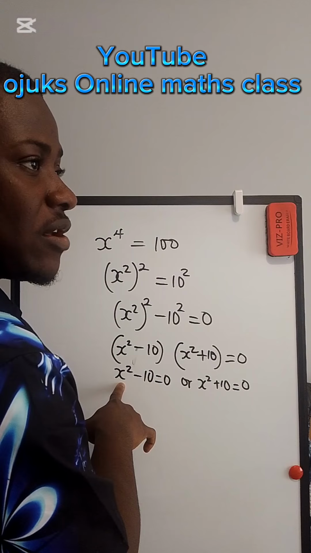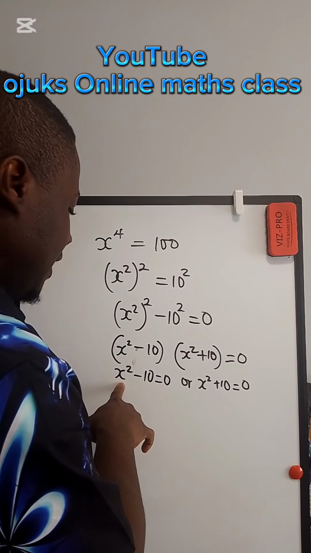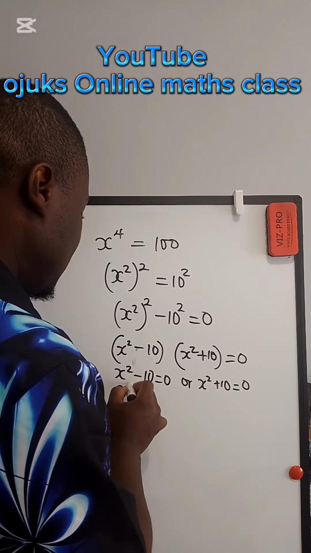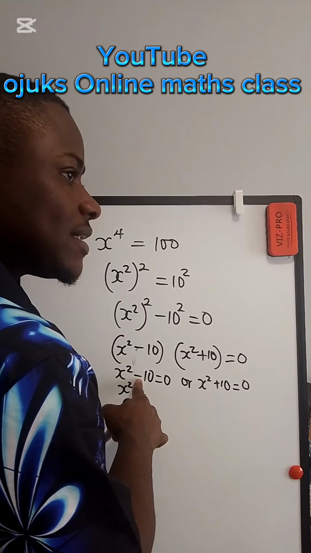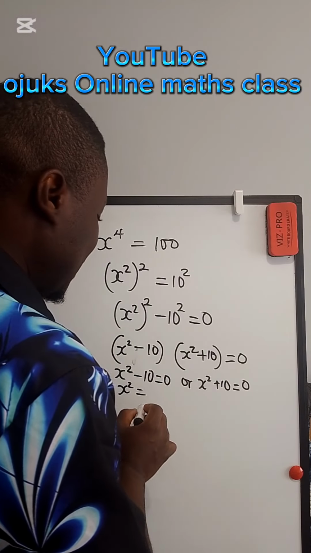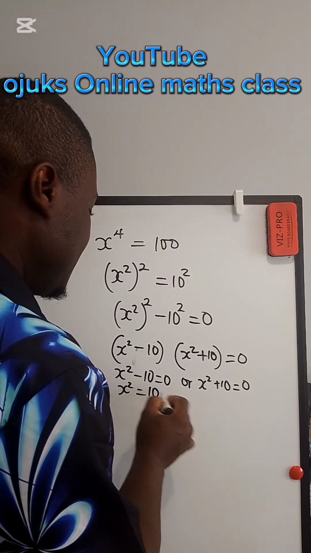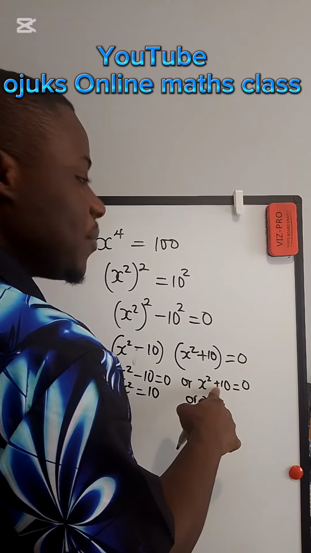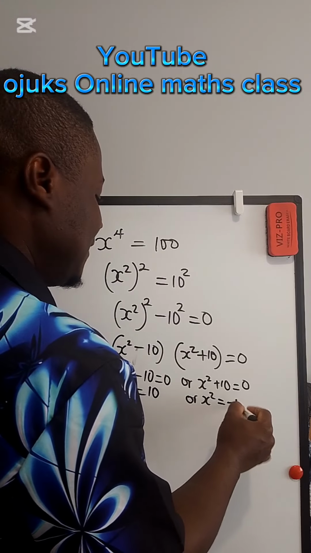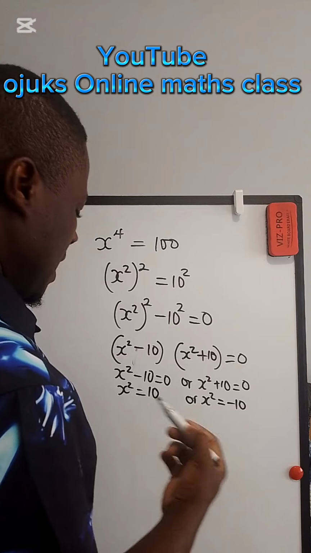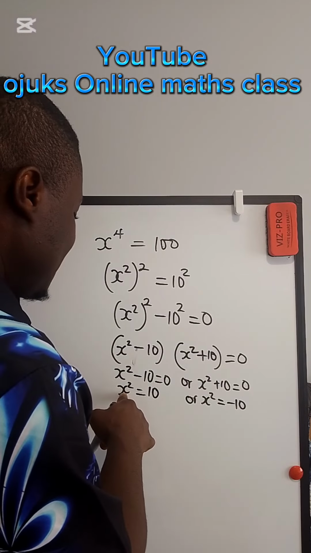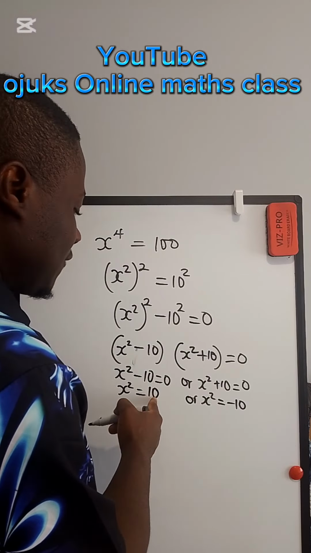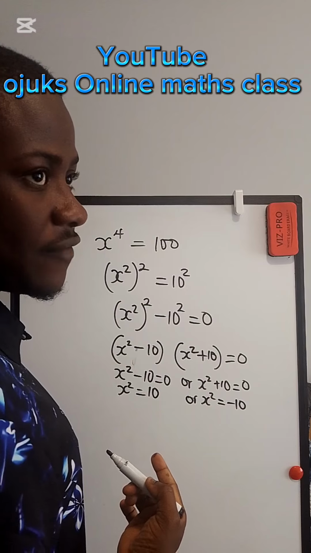If we solve for the value of x in each of these equations, we're going to have it that x squared is equal to 10, since minus 10 will cross over to the other side of the equation, becoming positive 10, and here x squared will be equal to negative 10, since plus 10 crosses, becoming negative 10, as you can see. If we solve further to get the value of x here, of course we have to find the square root of both sides of the equation.